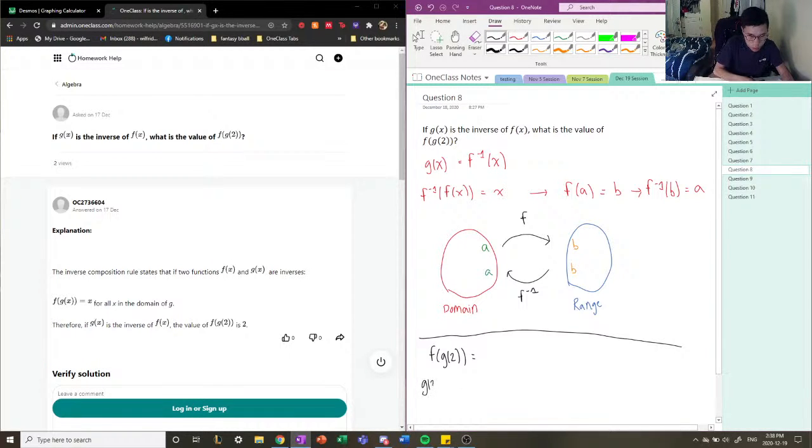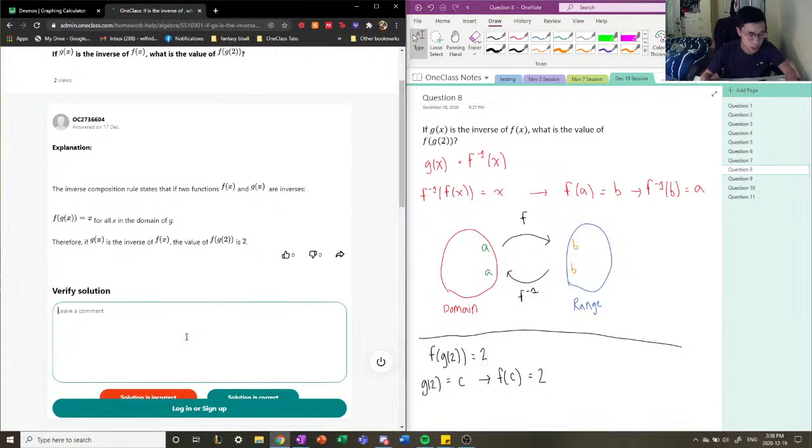Let's say, for example, that g of 2 brings it to a value c. Now our function f is going to take value c and link it back to 2, because c and 2 are connected. So f of g of 2 is going to equal 2, because g of 2 brought it to a value in the domain of function f, and f is just going to map it back to 2. So this is how this law works, and this is the rationale behind it. Other than that, this solution is correct, and we can move on.